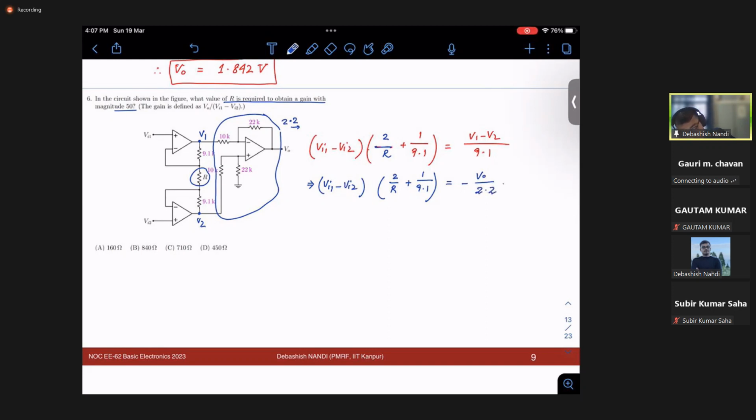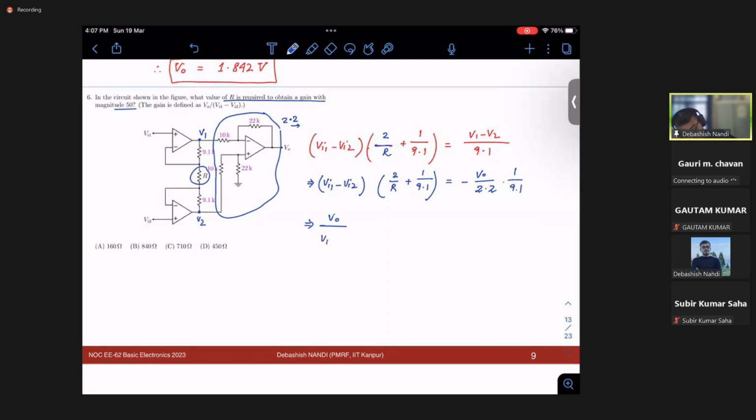This should be your V naught by V1 minus V2, which is nothing but 9.1 into 2.2 into this term. There is a negative term, so let me take the modulus only. So this is said to be 50: 9.1, 2.2, 2 by R plus 1 over 9.1.